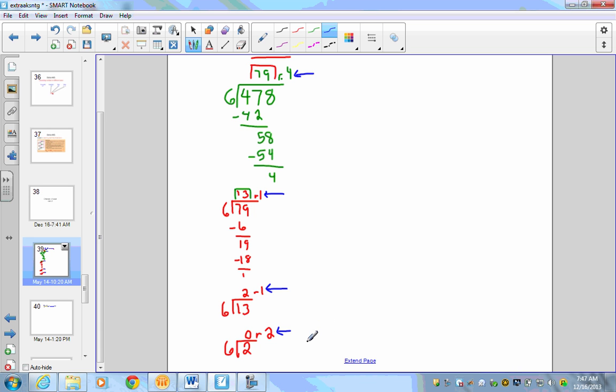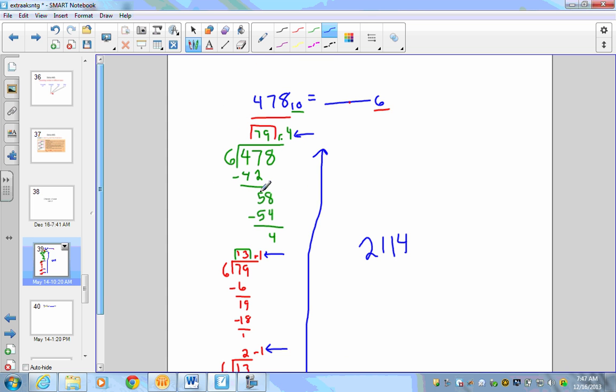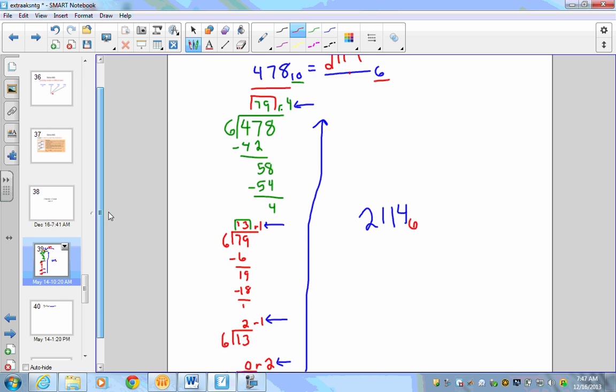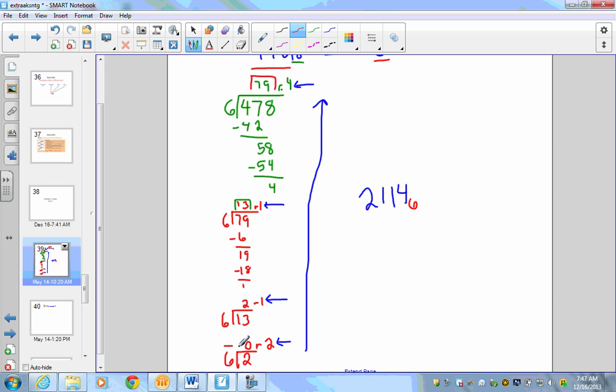Now, it's actually kind of simple. Watch this. Starting with the 2, you're going to read all your remainders from the bottom up. So that is a 2, 1, 1, 4. And because we read it this way, our answer is 2,114. There's your answer. Base 6. That's how simple it is. You divide it out, and you keep dividing until you get down to a 0, which is right here, and then you just take all your remainders and put them together for your actual answer.